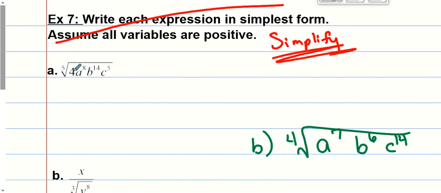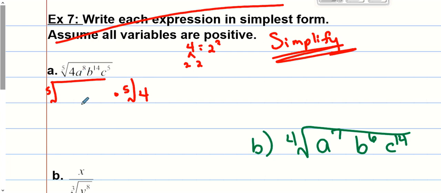So if I have the fifth root of 4, a to the 8th, b to the 14th, c to the 5th, all I want to do is simplify. And since it's a fifth root, I want to get groups of 5 in the beginning and then the leftover at the end. So 4, I can rewrite 4 as 2 times 2, or 2 squared. Well, that's not going to help me with the fifth root. So right here, I'm going to have a fifth root of everything that is simplified times the fifth root of what cannot be simplified. The 4 cannot be simplified.